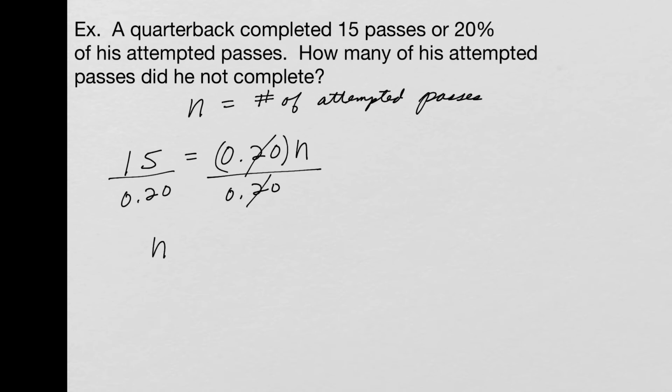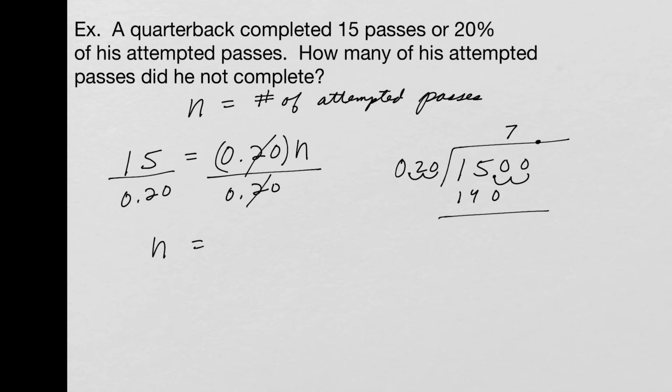So n here is going to equal, let me do this out. So I need to move this 2 places. So I'm going to need to move that decimal 2. So I have to put in 2 zeros there. It's going to pop up there in the result. 20 goes into, let's see, 150, 7 times. So 7 times 0 is 0. 7 times 2 is 14. Then I subtract, bring down the next digit. And then 20 goes into 100 5 times. So it looks like n is equal to 75. So that's the total number of attempts. So 75 attempts.